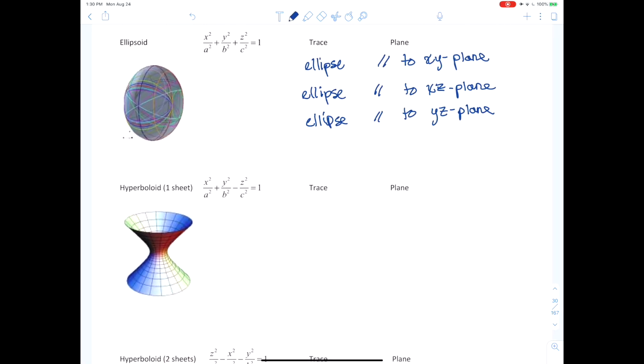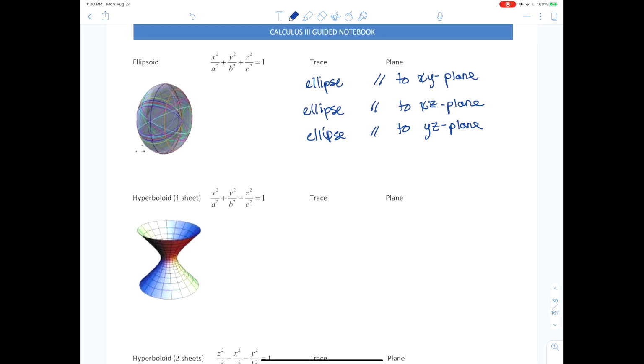A hyperboloid with one sheet looks like this. And you can see the equation here, it just differs by a minus at the end. So you're subtracting the z squared over c squared. So here, when you're talking about the xy plane, you've got ellipses. So an ellipse parallel to the xy plane. And then what's going to happen with the other ones? You're going to have hyperbolas, for both your xz plane and your yz plane.